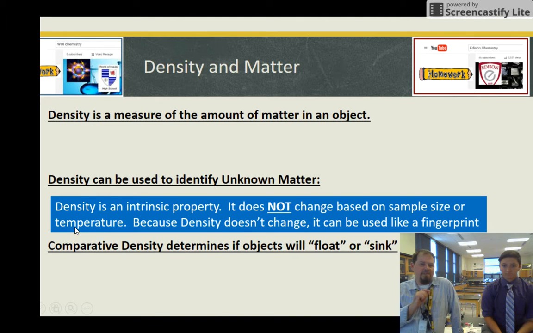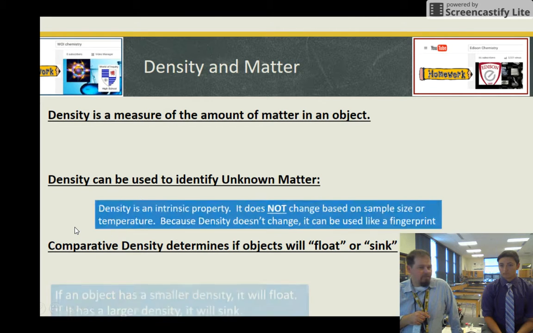The intrinsic piece means it doesn't matter how big your chain is, the density is the same. If the mass changes, the volume is also going to change, in proportion to each other, so that when you divide them, you'll always get the same number. Now we can use it as a fingerprint.